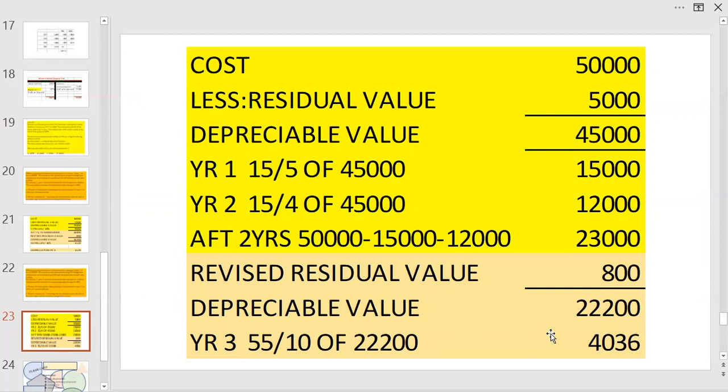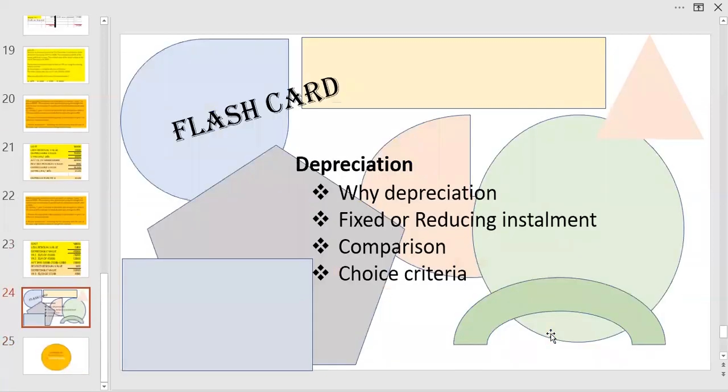Dear students, we recommend more and more exercise in order to get a better understanding of the subject. Before we conclude, we have attached a flashcard where some points are given for you to remind yourself of the subject we studied today.